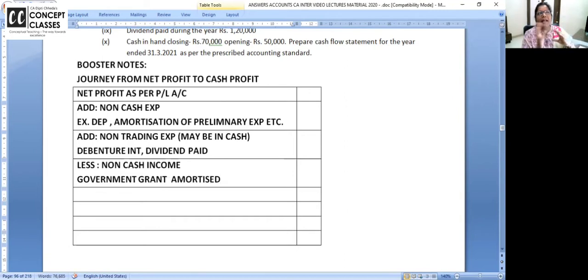For example, I'll tell you. You have received government grant 50 rupees. Bank to government grant 50. एक ही बार पैसे आ गए. Now, what are you doing? Government grant to P&L, every year you are writing off 10 rupees for 5 years. So the 10 rupees when you are writing in P&L account, government grant debit to P&L, is any money coming in? Is it your business income? No, it's a non-cash income. So wo 10 rupees ko nikal do, because your journey is from the net profit to the cash profit.